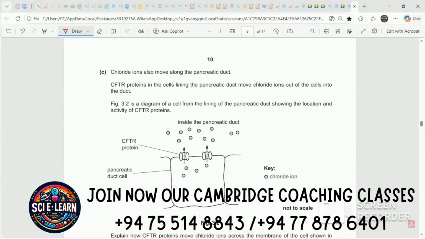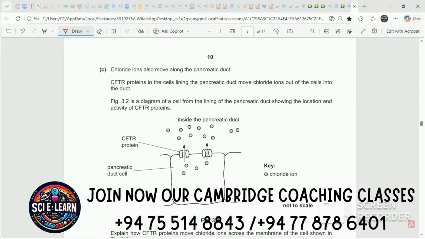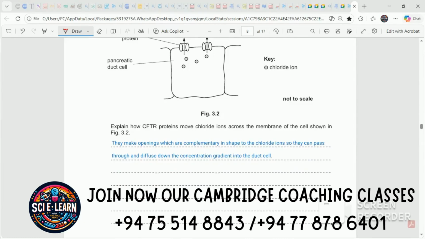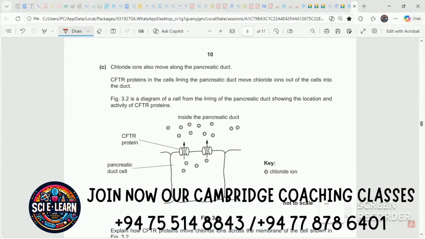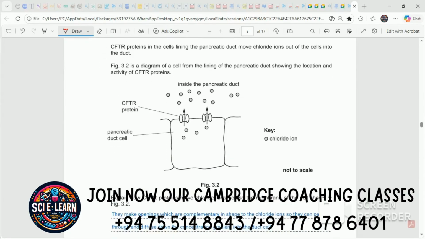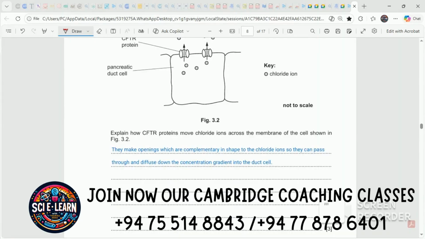Next. This one I didn't really know. I hadn't seen the CFTR thing before, but I just guessed. Okay, fine. Let's see. Explain how CFTR proteins move chloride ions across the membrane of the cell, shown in the diagram. Let's see what we have written.